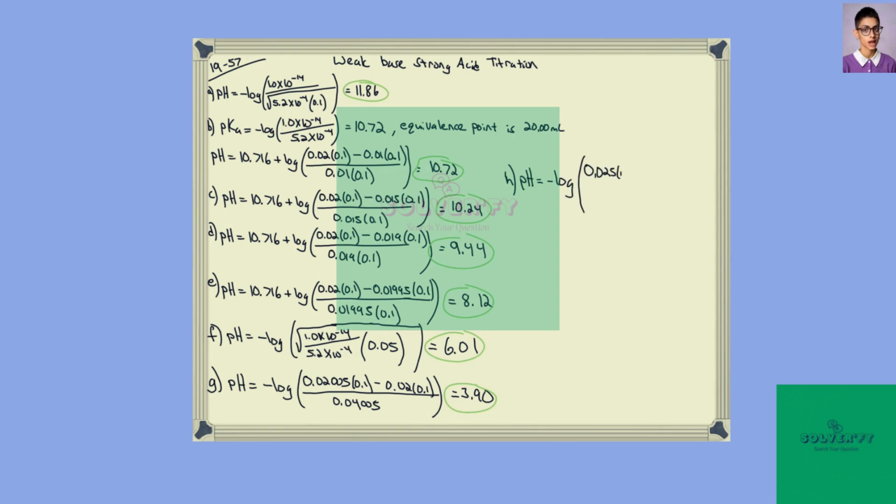For the last one, it's the same calculation as we just did, but now we will be using 25 milliliters, 0.025 liters, instead of 20.05 milliliters, or 0.02005 liters. And the new volume, of course, is going to be the 20 plus the 25, or the 0.05 total. And we get a pH of 1.95.